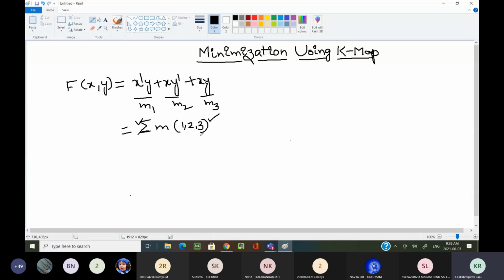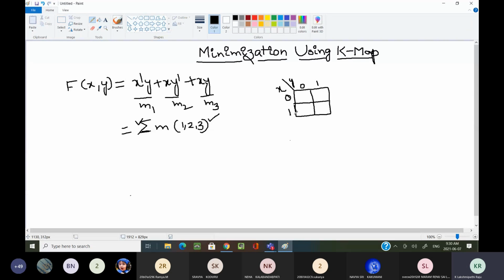Now, how many variables are there? Two variables. What is the size of my map, the K-map I have to draw? Four cells. Two variable K-map and four cells. This is my two variable and four cell K-map. Now here I am writing it as X. Here I am writing it as Y. This is 0 and this is 1. This is 0 and this is 1.